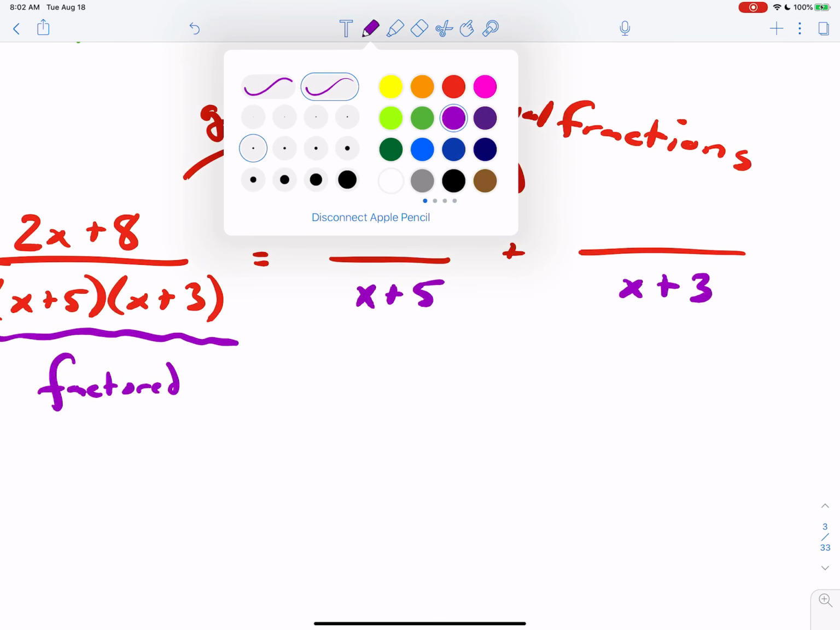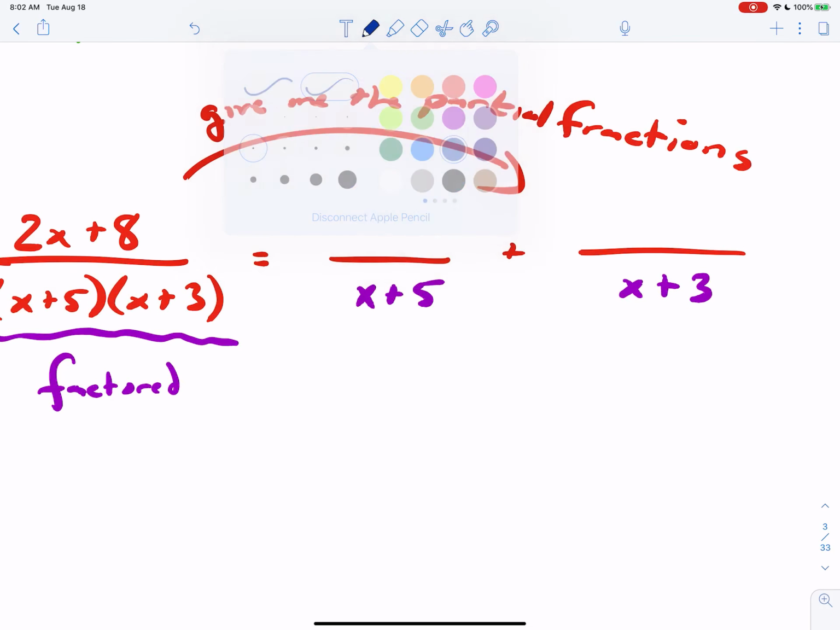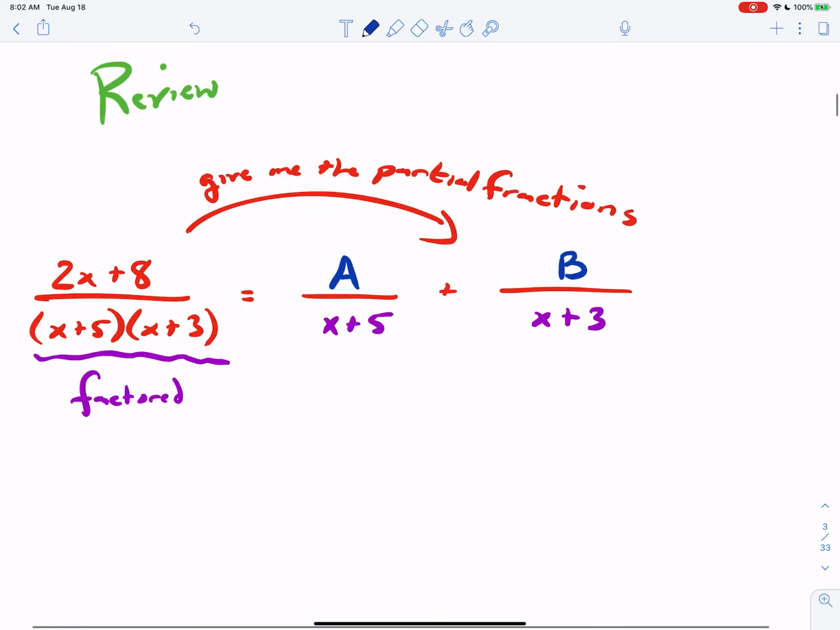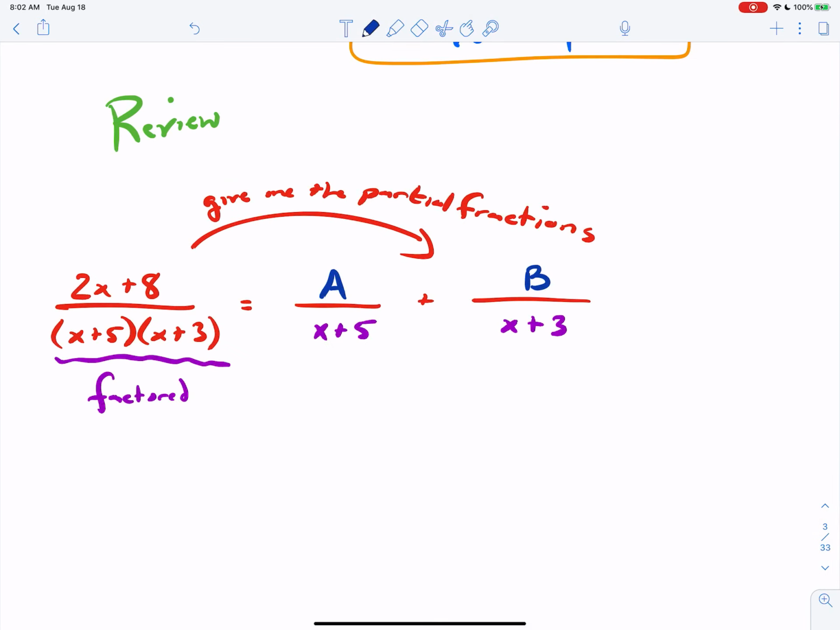So the thing is, we don't know what's on top, assuming that we didn't start off with that answer. So what we do is create some placeholders. We're just going to go down the alphabet. We'll call it A, and then the next one will be B, and if we have more, we'll call it C and D and E and F. But really, it's just A and B. So here's what you do.